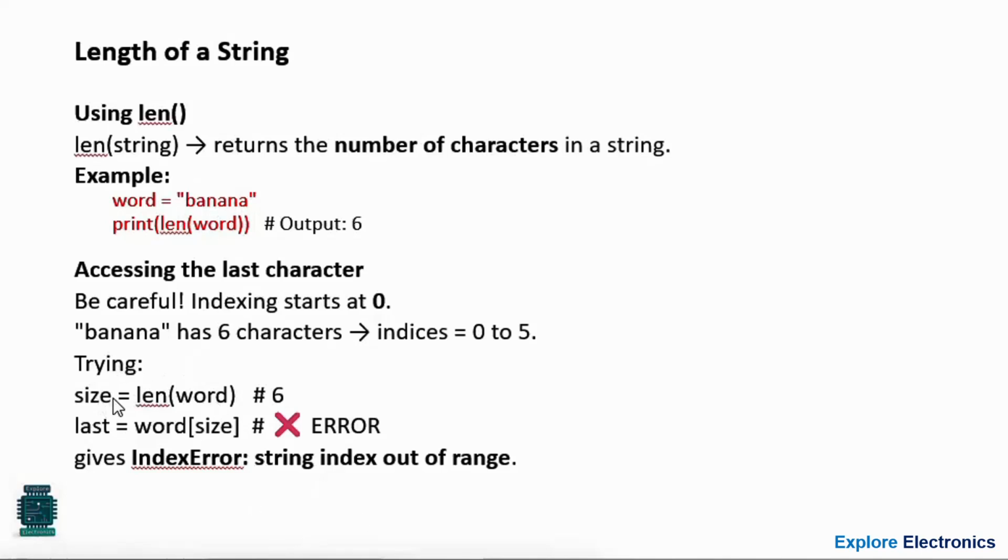If I want the size, I can easily access the length of the word. If I take len of the word, it will give the output 6. If I ask last is equal to word of size, it will show you the index error. Why? Because string index out of range. Here the word length is 6, but I have to ask from 0 to 5. Let us see how exactly you have to do this.